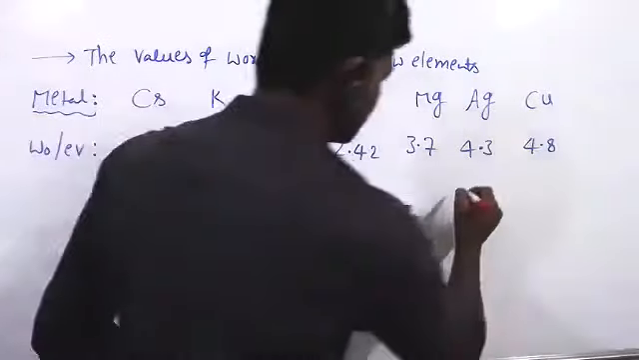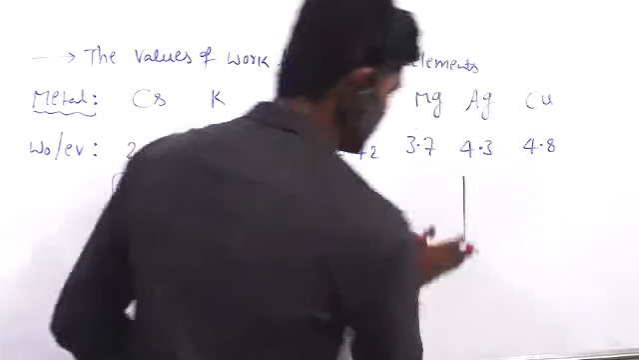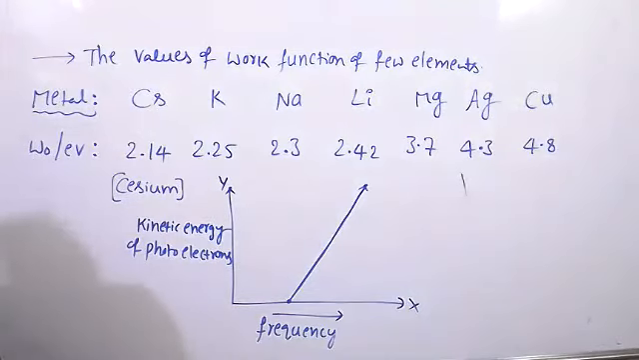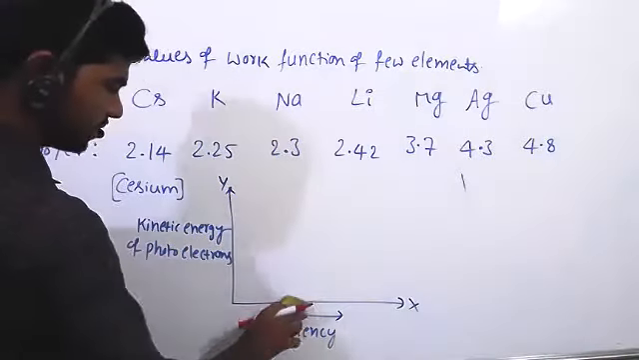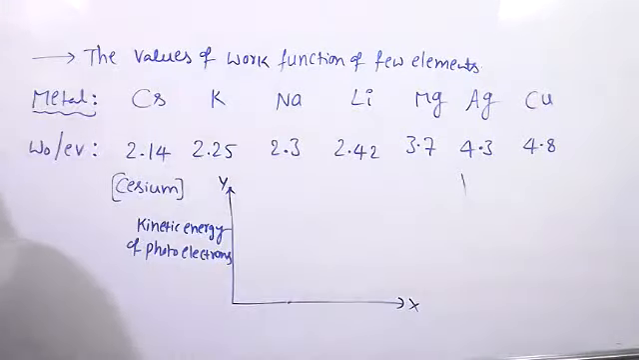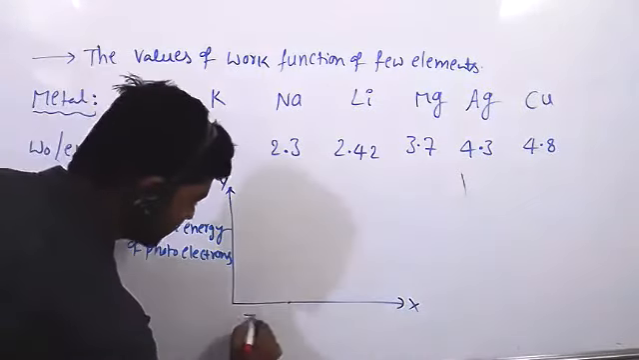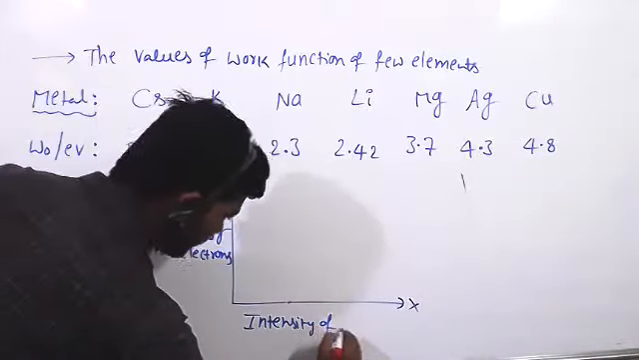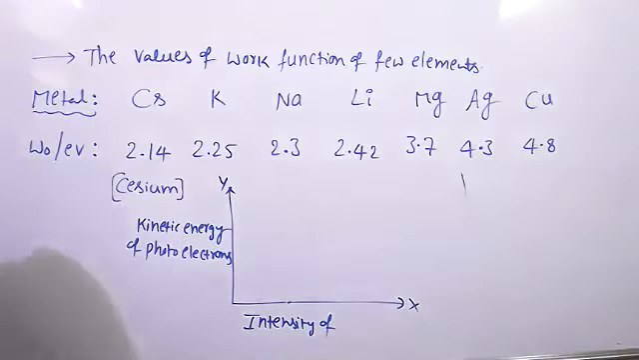Next graph. Okay, first draw this graph. Yes, sir. Done, all of you. Okay, next graph: same y-axis, kinetic energy of photoelectrons, and the x-axis is intensity of incident radiation.